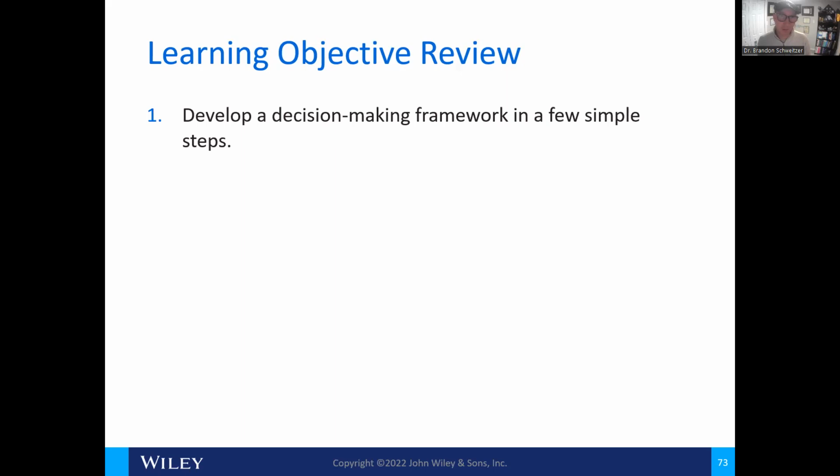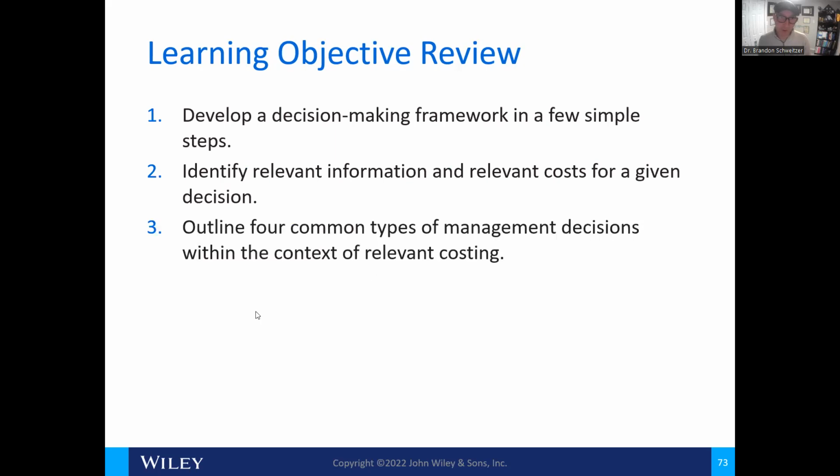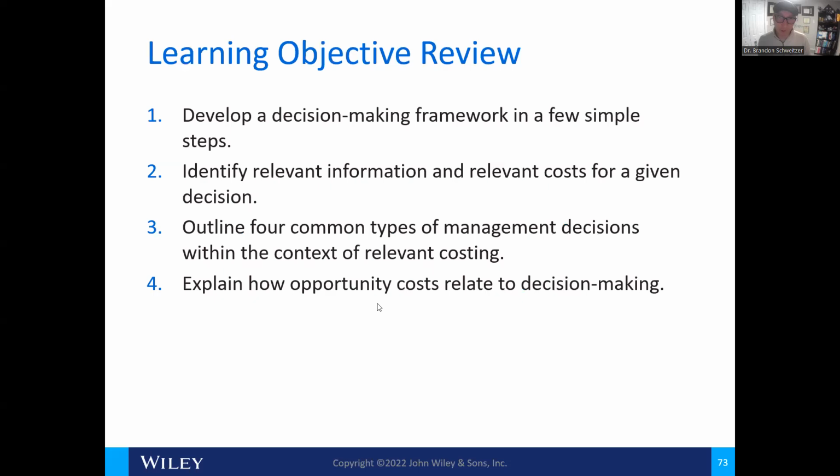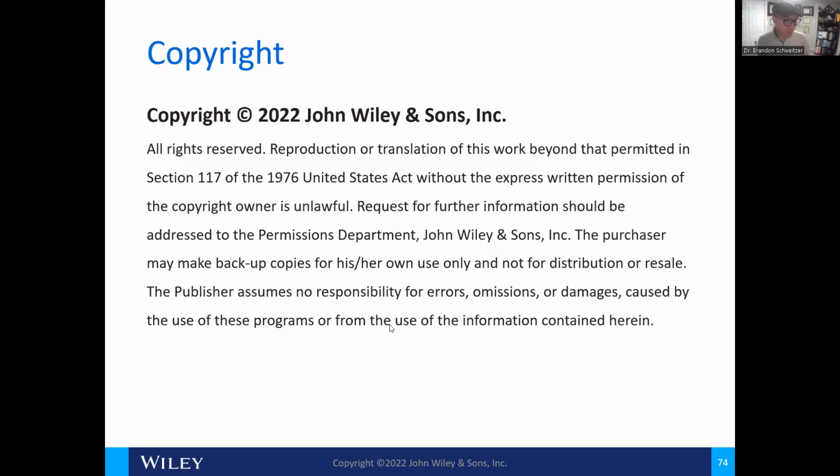So in this lesson, we have developed a decision-making framework. We identified relevant information and relevant costs given the decision. We've outlined 4 common types of management decisions. We've explained how opportunity costs relate to decision-making. We've described the 3 types of fixed costs and the impact of decision-making. And that, my friends, is the conclusion of our discussion on this chapter.